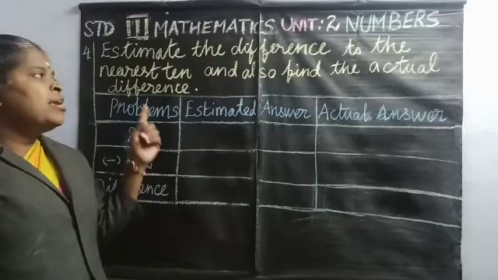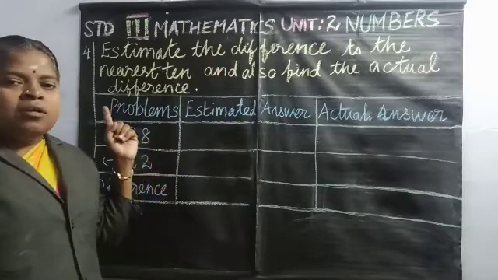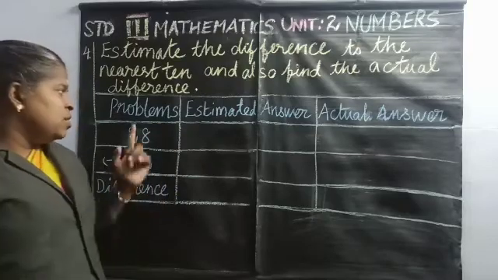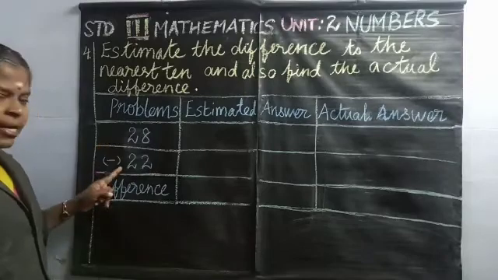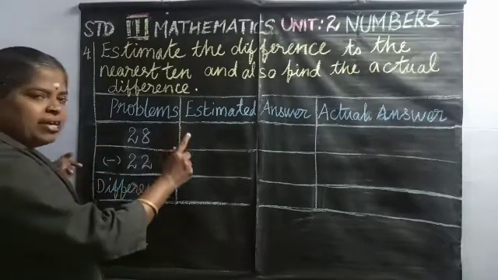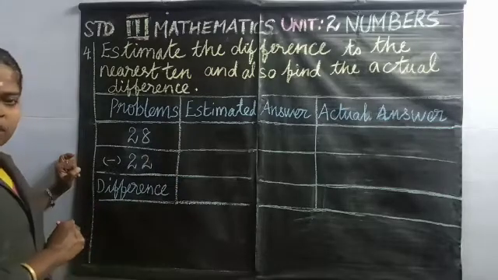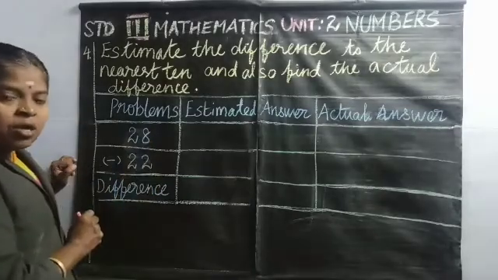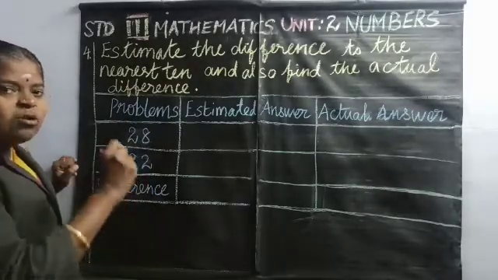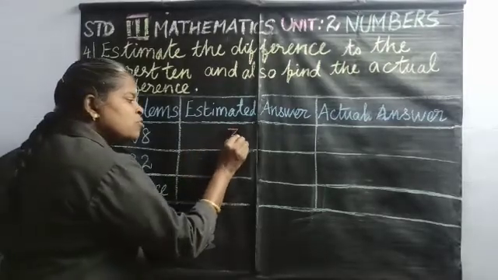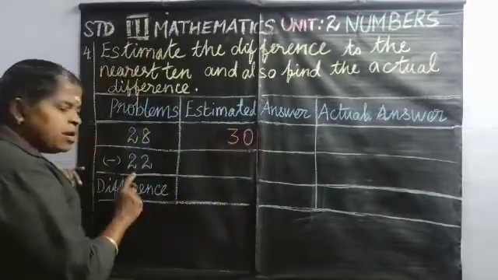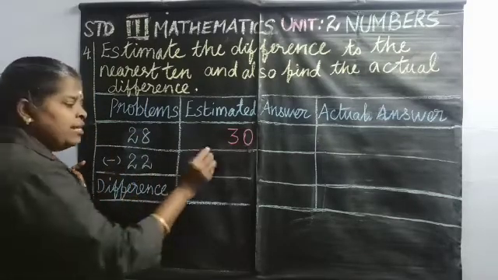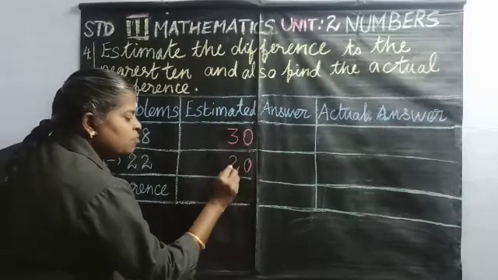Children, next estimate the difference to the nearest 10 and also find the actual difference. The problem is 28 minus 22. First, we have to write the estimated answer. 28 is nearest to 30. The estimated value of 22 is 20, since 22 is nearest to 20.